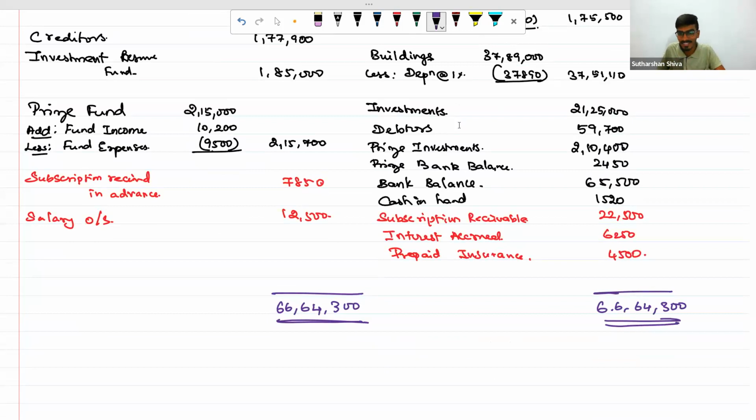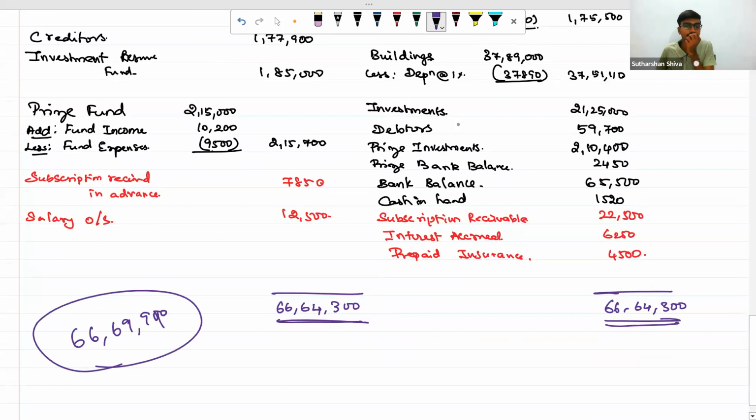But actually, the important point is it is not as per the answer key. What is the answer key value? It is 66 lakh 69,990. Why is there a difference? Can anyone answer me? This is the actual answer as per the institute's suggested answers, but we are getting a different answer. It is tallied anyhow. How? Can anyone tell me?